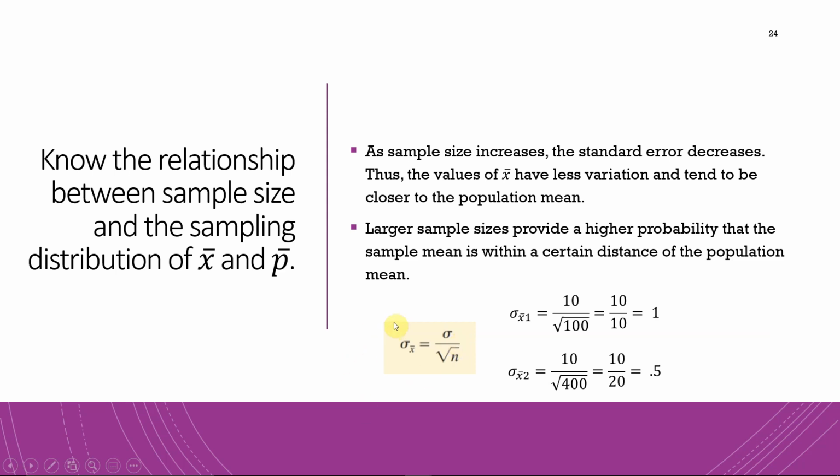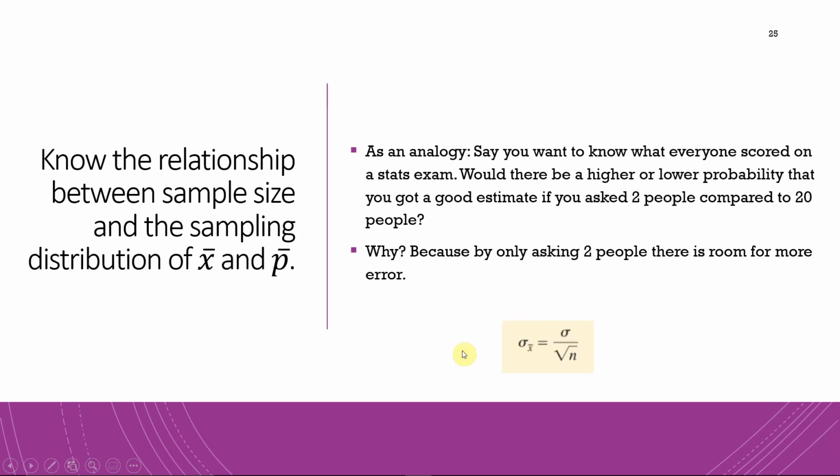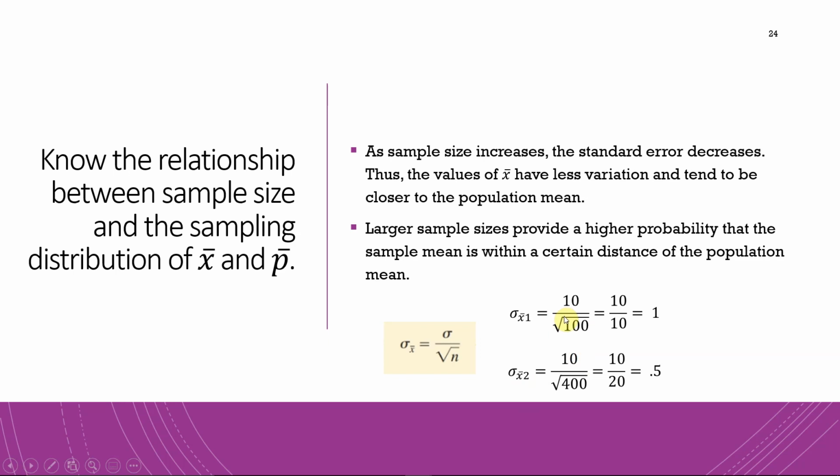We want to know what happens to the standard error, right? This is our standard error, the standard deviation for the sampling distribution of X bar. What happens as the sample size increases? Let's take the population standard deviation and keep that constant at 10. We have two different scenarios here: one when our sample size is 100, and another when the sample size is equal to 400. In our first situation, we have 10 divided by the square root of 100, which is 10 divided by 10, which is 1. So in this first scenario, our standard error is 1.